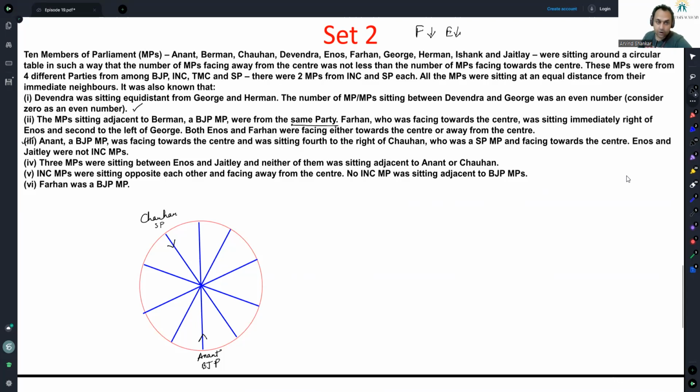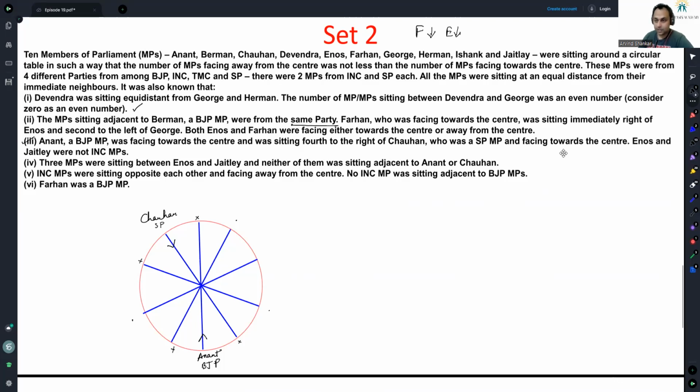Enos and Jaitley were not INC MPs. Cool. 3 MPs were sitting between Enos and Jaitley, and neither of them was sitting adjacent to Anant or Chauhan. Okay. So for Anant and Chauhan, I'm just looking. It cannot come here. It cannot come here. They cannot come here. Okay. So I can have Enos or Jaitley here, or I can have Enos or Jaitley here. So 2 cases are possible.